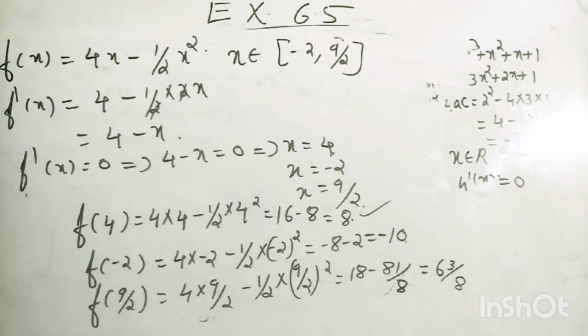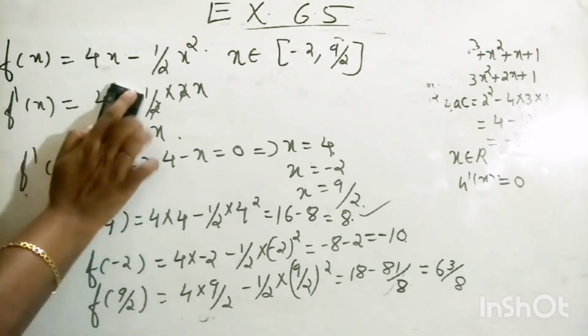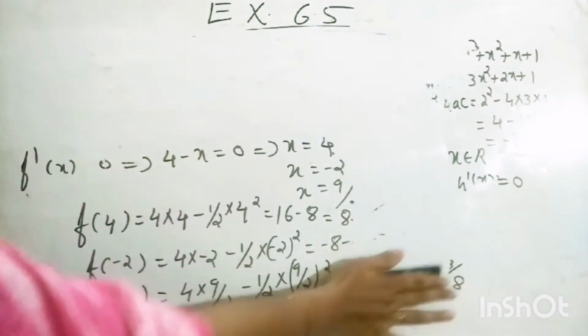Now I am going to do the sixth question. In the sixth question, find the maximum profit that a company can make if the profit function is given by. We need to find the maximum profit.